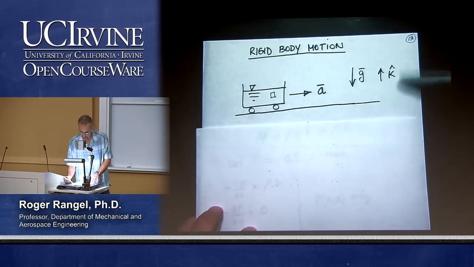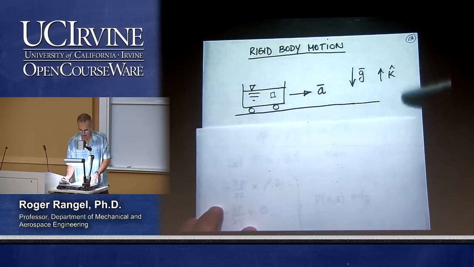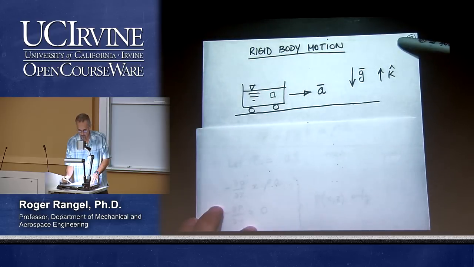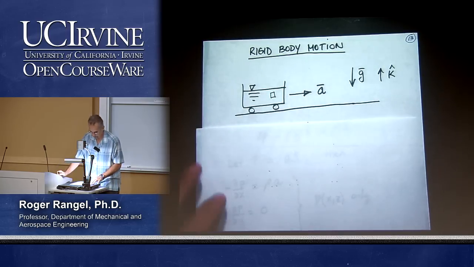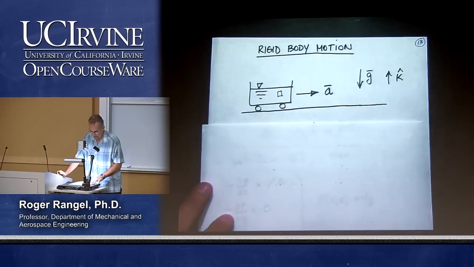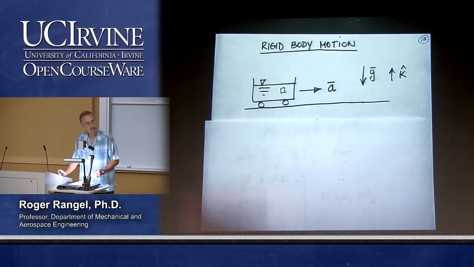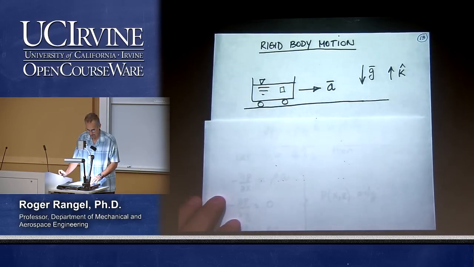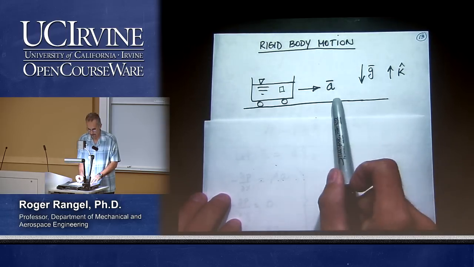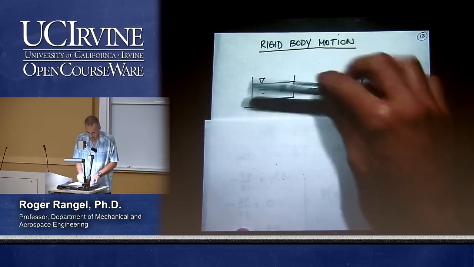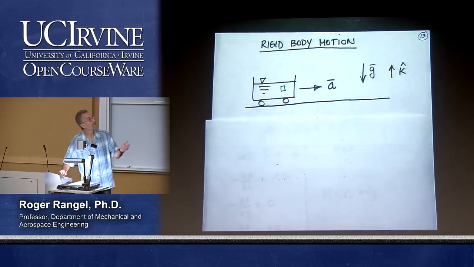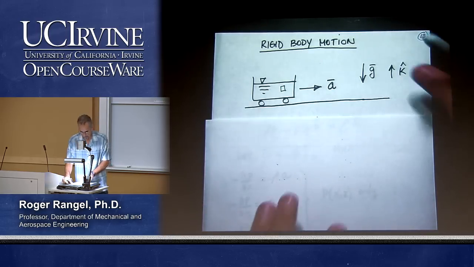That's why I have a unit vector here, k, to remind me that's the positive z direction upwards, and g is pointing in the negative z direction. So this is our problem. And our goal is to see what happens to this liquid as the tank moves to the right with an acceleration A. In particular, I would be interested in knowing what will happen to this free surface, the surface that separates the liquid from the air outside.